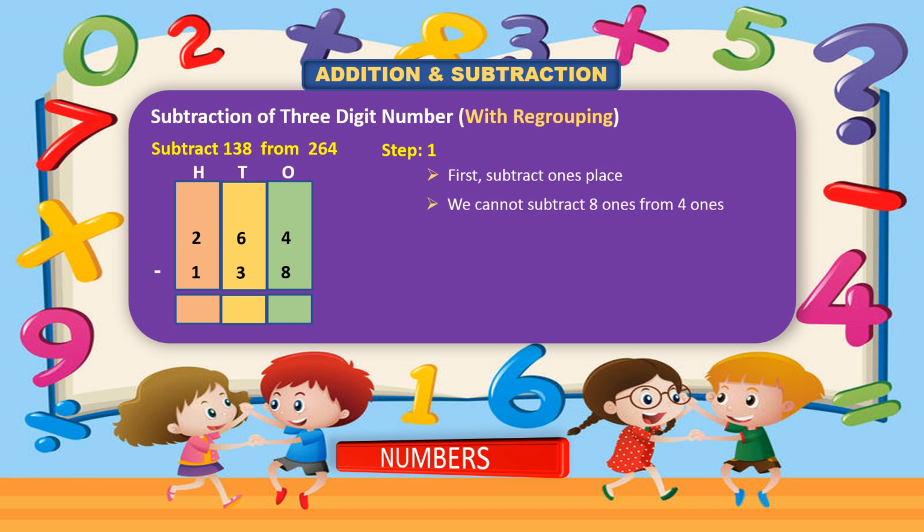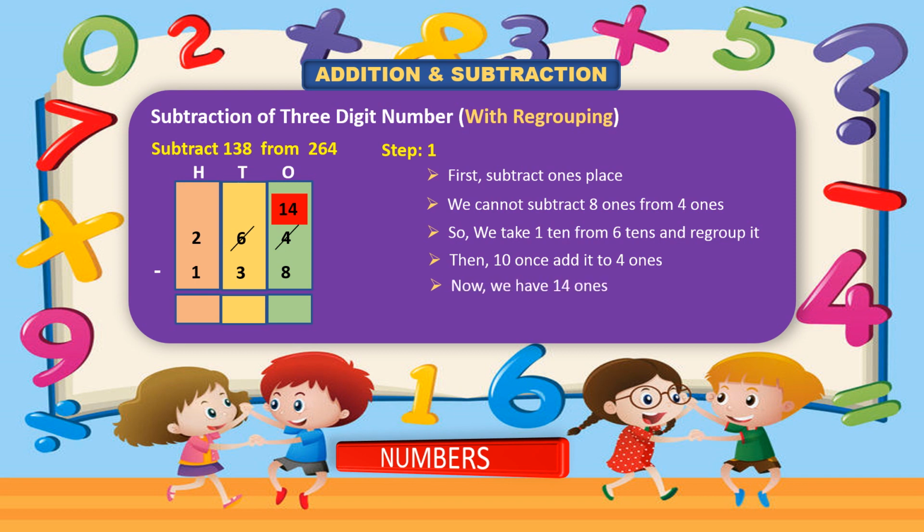Step 1. First, subtract ones place. We cannot subtract 8 ones from 4 ones. So, we take 1 ten from 6 tens and regroup it. Then 10 ones, add it to 4 ones. Now we have 14 ones. Subtract 14 ones minus 8 ones is equal to 6 ones.